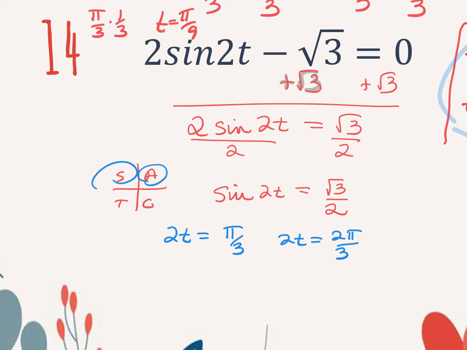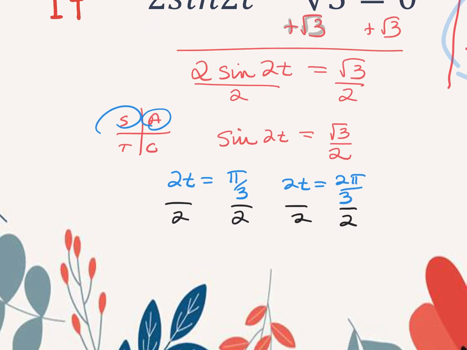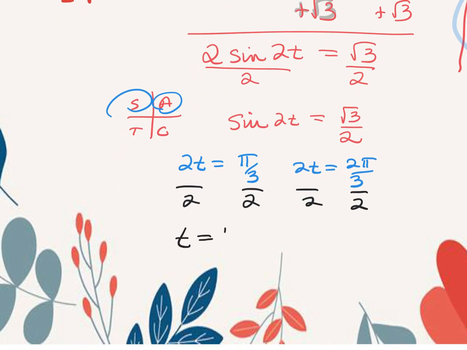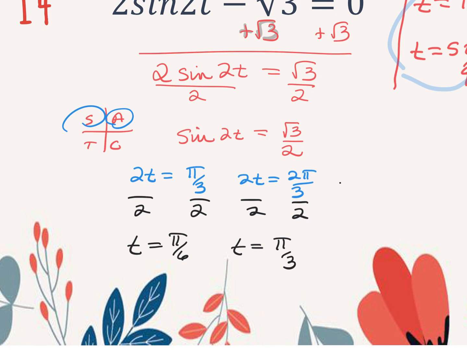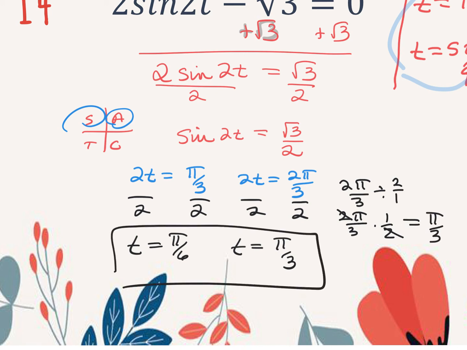Again, I need to divide both sides by 2. And this becomes t is equal to pi over 6. And here, pi over 3. If it's easier for you to think, I'm going to multiply both sides by 1/2, you can do that as well. Now, if you just can't see how this simplifies, write it out. 2 pi over 3 divided by 2 over 1. Keep flip, change it. See how the 2's cancel, and that's how I got pi over 3. And those are the two solutions.